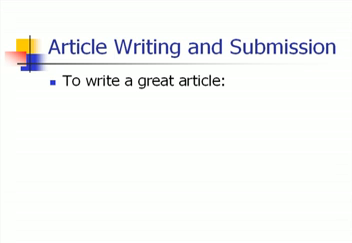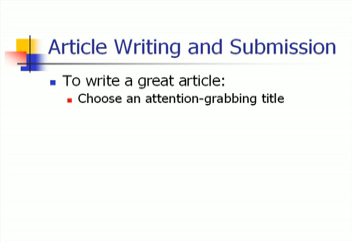How to properly write an article and where to submit it for the best results. There are steps that you can take to writing an effective article. First, choose an attention-grabbing title. Whether or not someone even reads your article at all is dependent upon your title. This is especially important when you submit it to directories and publishers where there are hundreds of entries.